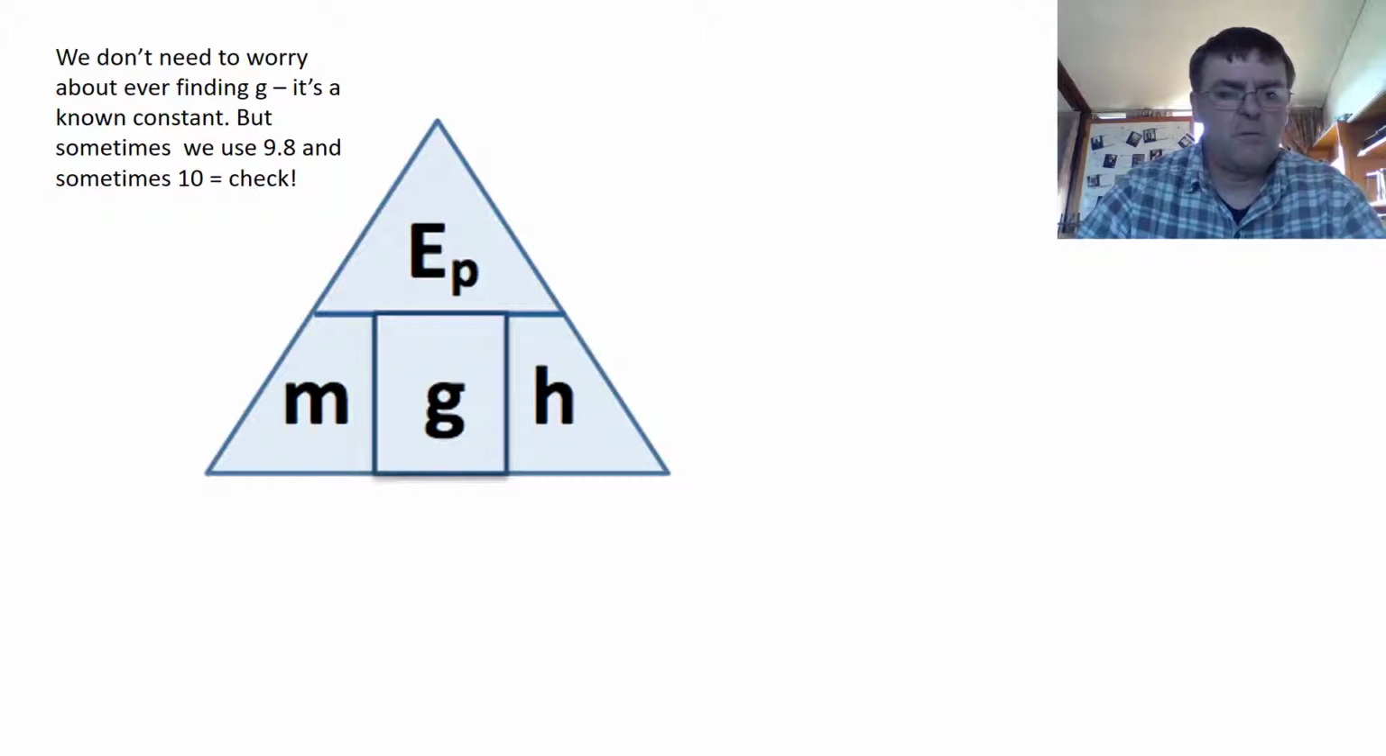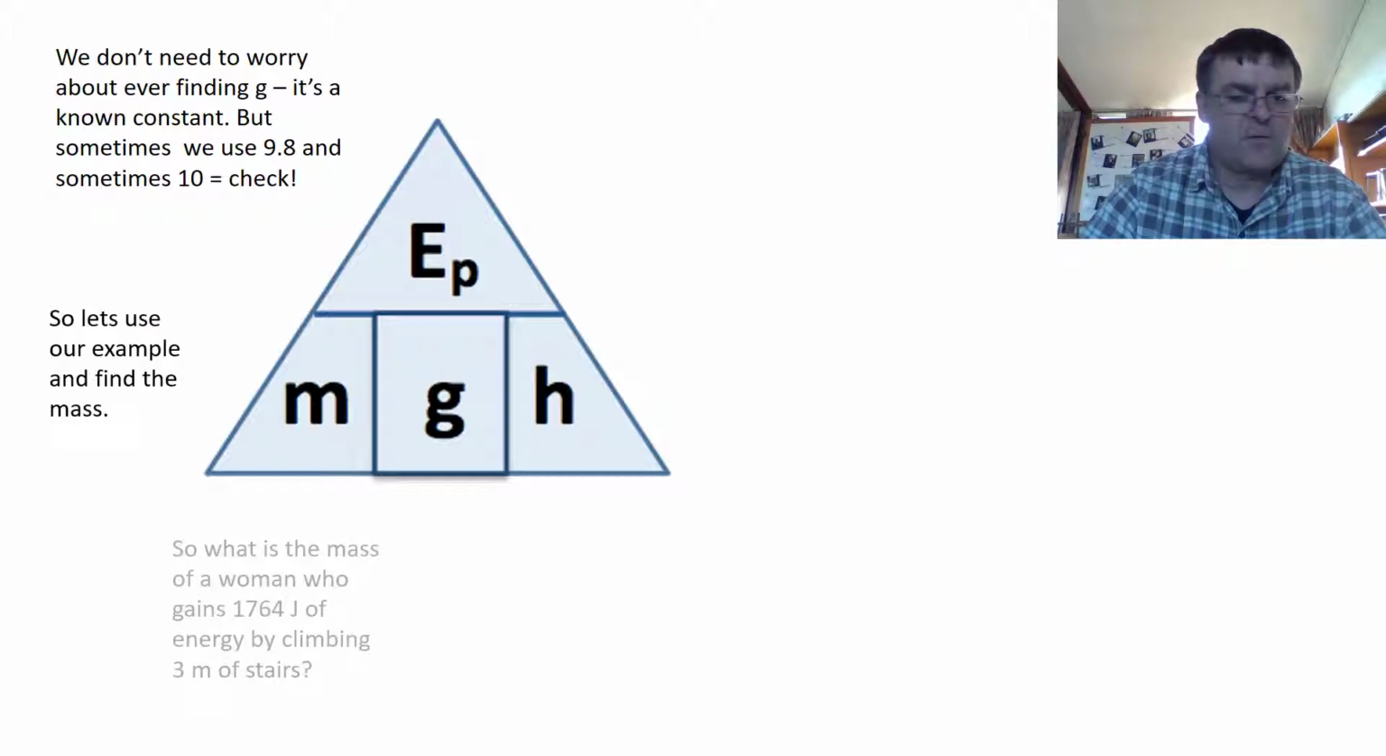Let's try finding mass. But G, never have to worry about finding that. It's always a constant, it's always given, either 9.8, sometimes they round it to 10. Do check. Look out for it on the books or the test papers you're using. Typically 9.8, but sometimes 10. Just do watch out for it.